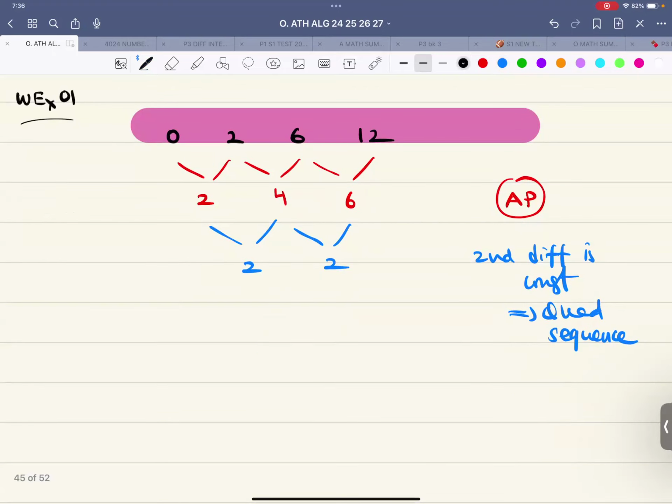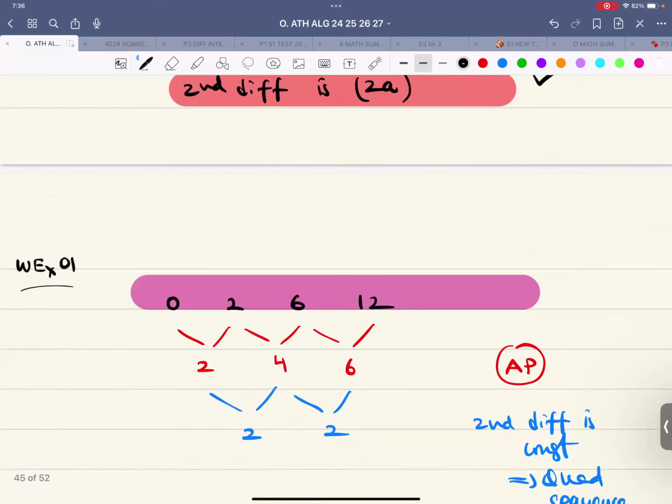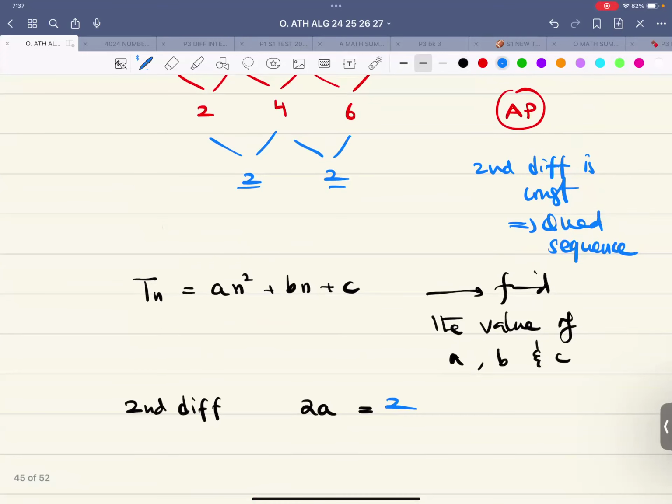Now, what else needs to be done? We will write Tn equals an squared plus bn plus c. We have to find the values of a, b and c, and that is what we have to work out. So we will start with the second difference, which is 2a. That equals this 2 right over here. Therefore, the value of a comes out to be 1.